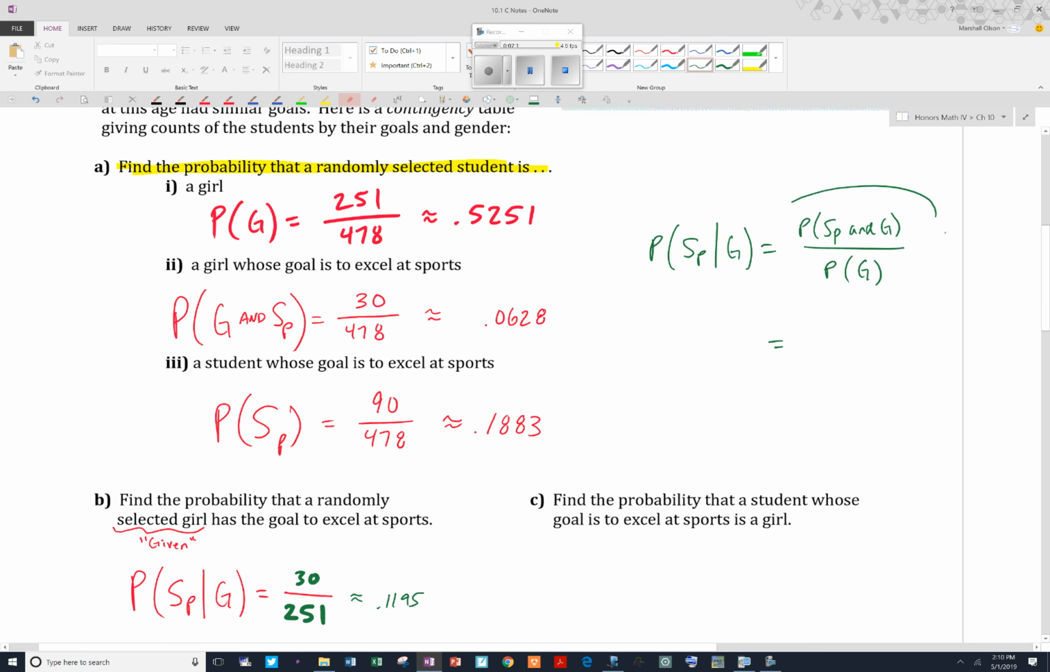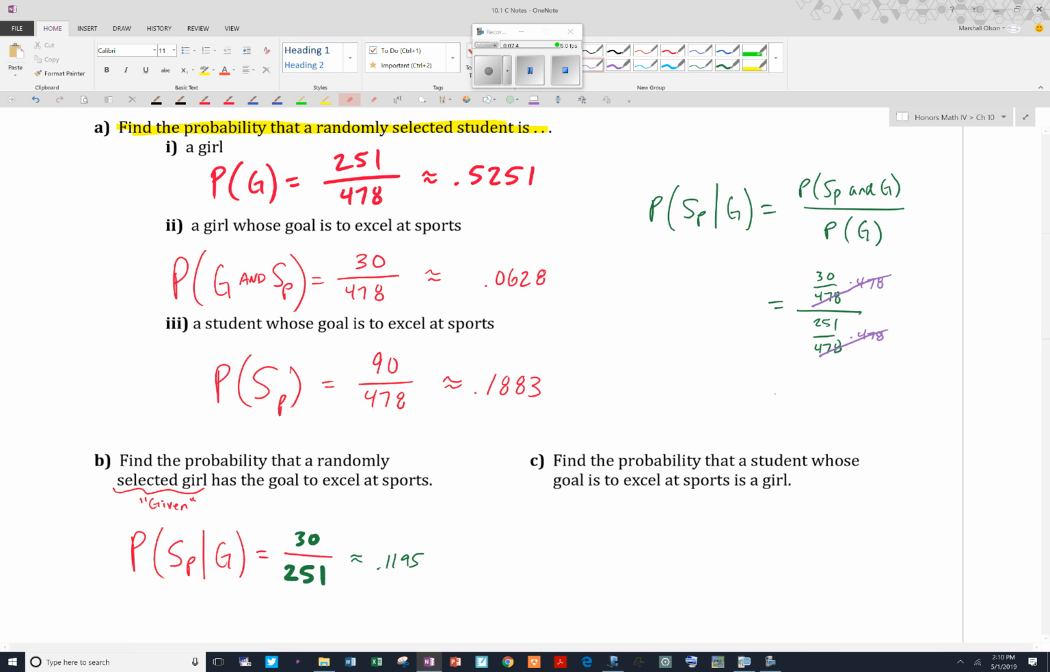Okay, now watch what happens here. If we do this, the probability of sports and a girl, we actually found that already. That's this one right here. And I'm going to just use the fractions here because fractions are where it's at. 30 over 478 over, and now the probability of being a girl, hey, we found that too. Actually, I'm going to use the fraction, the 251 over 478. So watch what happens here. I got a complex fraction. I'm going to simplify by multiplying by the LCD to cancel those out. Or you can multiply by the reciprocal. Or you could just cancel them because that's how you roll. Watch what happens. You get the same exact answer as what we got before. Formulas are good, but tables are way easier to interpret.